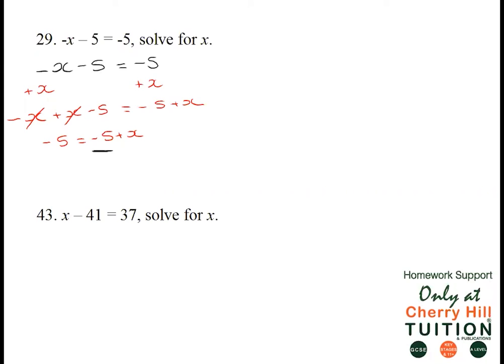So now we add 5 on both sides. This will eliminate the minus 5 because the opposite of minus 5 is plus 5. This leaves us with minus 5 plus 5 is equal to minus 5 plus 5 plus x. And let's rewrite this over here so we have some more space.